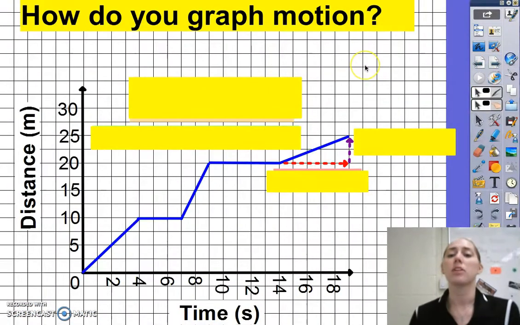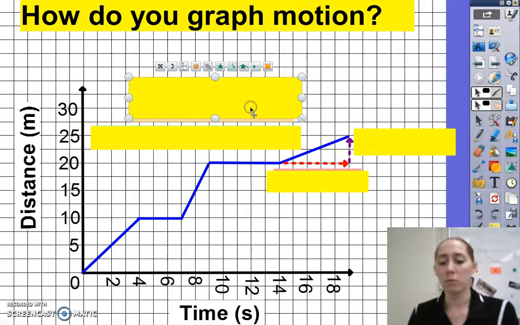Lastly, we're going to talk about how you graph motion. So speed is graphed on a distance versus time graph. To find it, you would simply plot your points. So at 0 seconds, I've traveled 0 meters. At 4 seconds here, I traveled 10 meters. At 7 seconds, I was still at 10 meters. At 9 seconds, I'd gotten up to 20 meters, and so on.